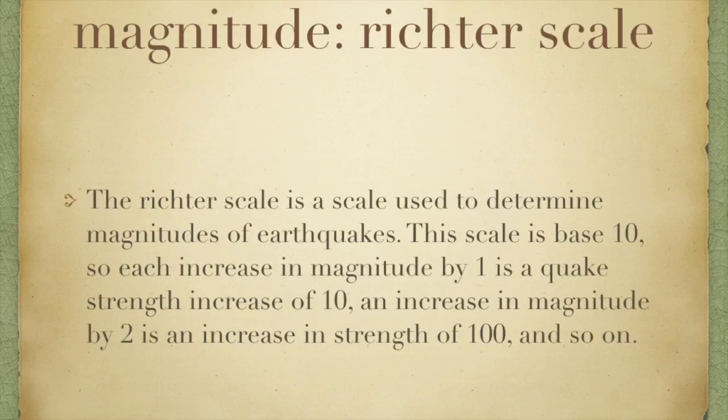The magnitude of the earthquake is used on two scales. The Richter scale is a scale used to determine magnitudes of earthquakes by base 10. Each increase in magnitude on the Richter scale by 1 is a strength increase of 10. An increase in magnitude by 2 is an increase in strength of 100. An increase in magnitude by 3 is an increase in strength of 1,000, and so on.